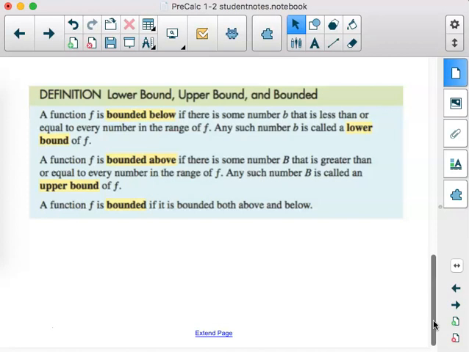A function f is bounded above if there's some number b that is greater than or equal to every number in the range of f. Any such number b is called the upper bound of f. So what is that highest y value? And then a function is bounded if it has both, bounded above and bounded below.